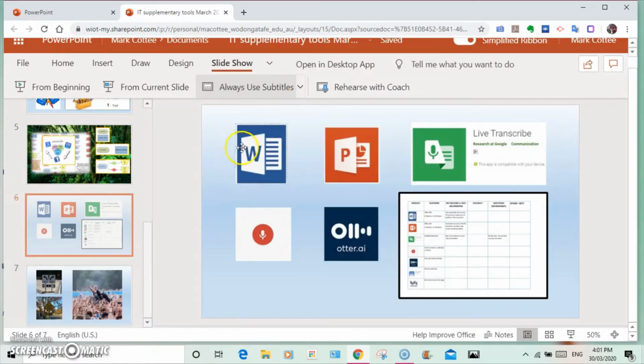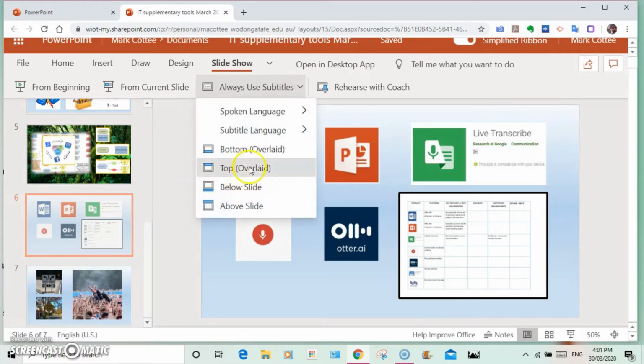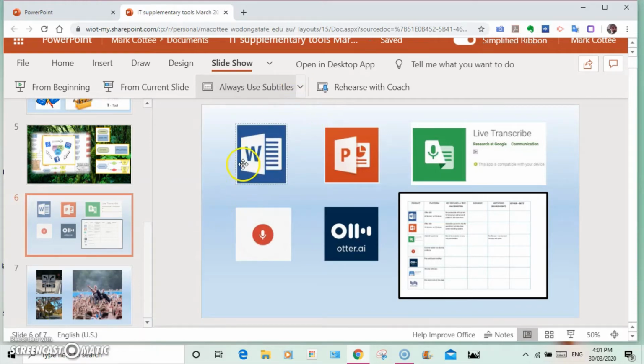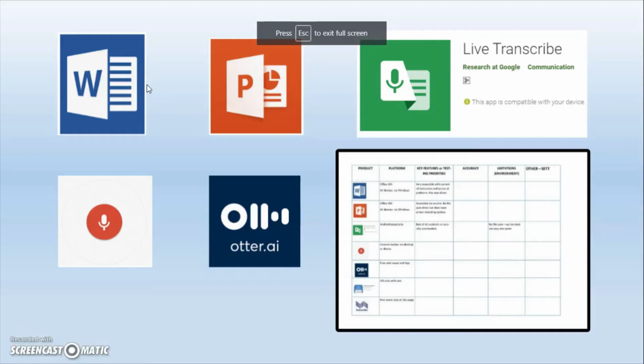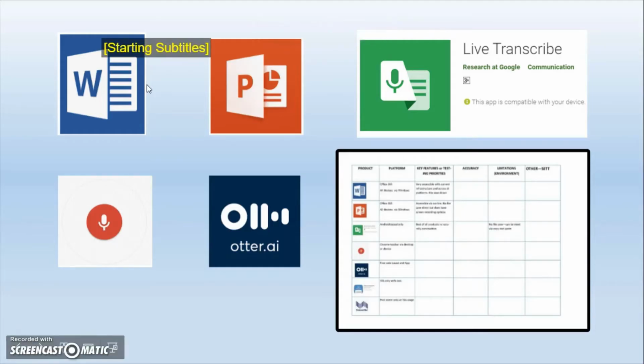And you can also put the subtitles in a different spot. Let's put them on top overlaid. Then you start your slideshow. I'm going to start it from the current screen, and because I've got that turned on, it's going to pop up. Okay, here we have some options for live transcribing. And I wait for it to work.